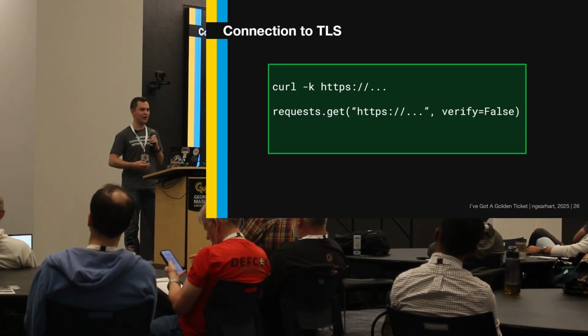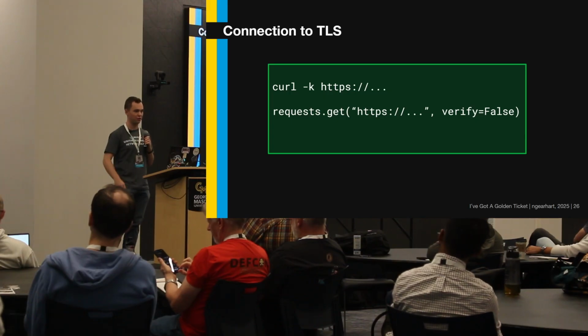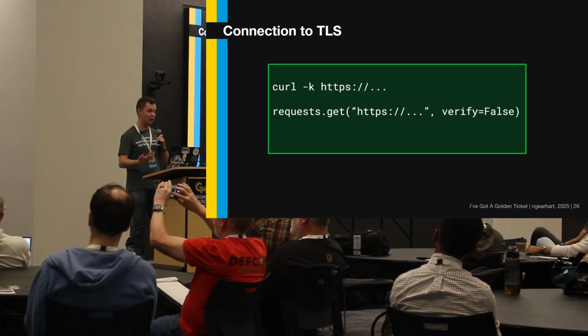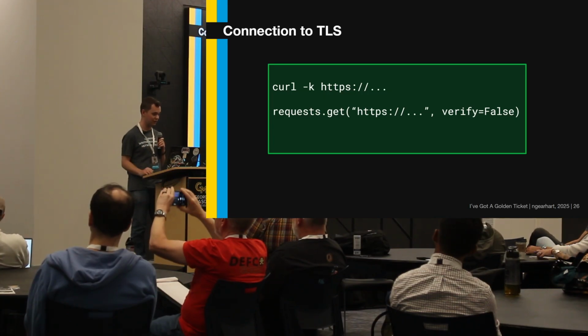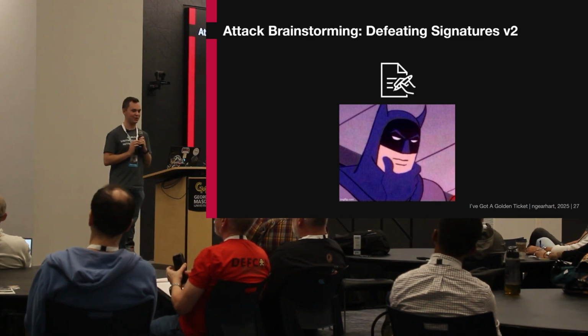But I want to call this out. This is still severe. In your production environment, you should never see one of your developers setting verify equals false or doing curl -k, for example. Because again, it's the same thing. You're still opening yourself up to ignoring signatures. But okay, we're going to come back to this.